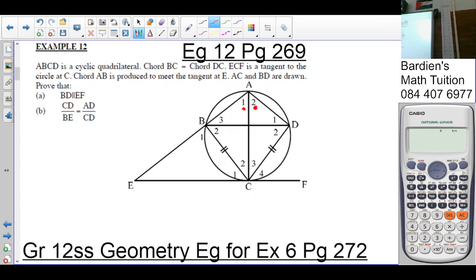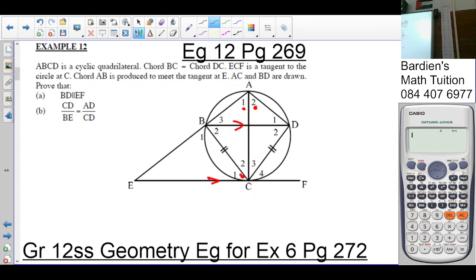Okay? Then we are also told that ECF is a tangent to the circle at C. So if this is a tangent, then C1 is equal to angle A1. Why? Tan chord theorem. And so is C4 as well. Okay? Chord AB is produced to meet the tangent at E, which is this point here. AC and BD are drawn. Let's prove that BD is parallel to EF, which is this line.